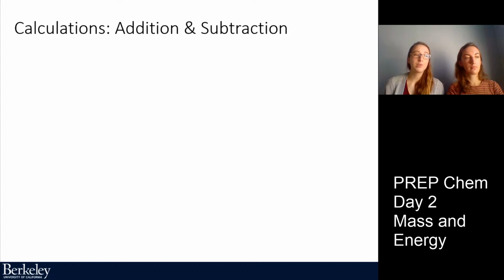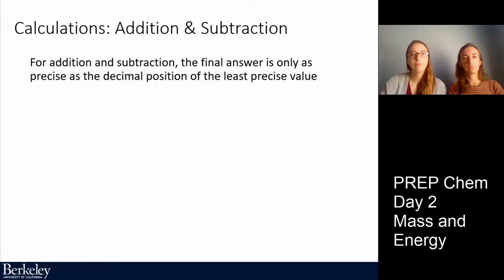Okay, so there are also some rules about how you do calculations while taking into account significant figures. We're just going to go over some of these rules quickly and do a practice calculation on the side of the screen. As I go over the rules, feel free to try to do this calculation as I go over the example. Generally for addition and subtraction, the final answer is only as precise as the decimal position of the least precise value. So just keep in mind that for addition and subtraction, we're only considering the decimal portion of the number.